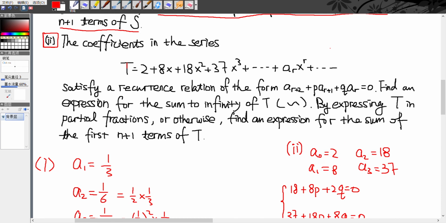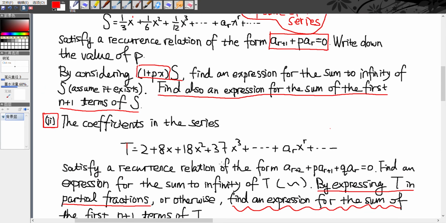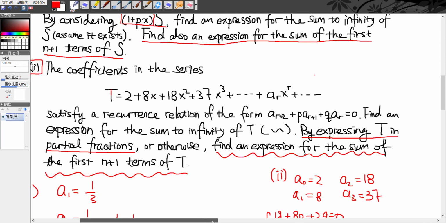The next question is asking us, by expressing T in partial fractions or otherwise, to find an expression for the sum of the first n plus 1 terms of T. So this is our goal, and the suggested method is to express T in partial fractions or otherwise. The otherwise method, actually I don't quite suggest, because it is super nasty and it requires some additional knowledge that we won't cover in the high school curriculum.